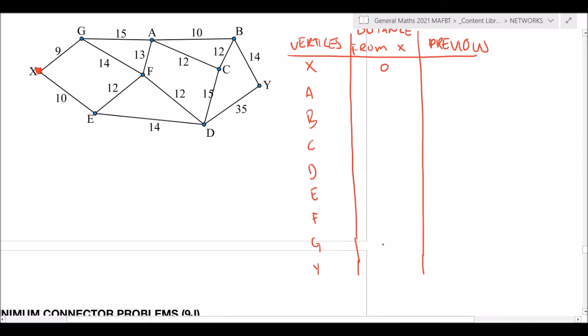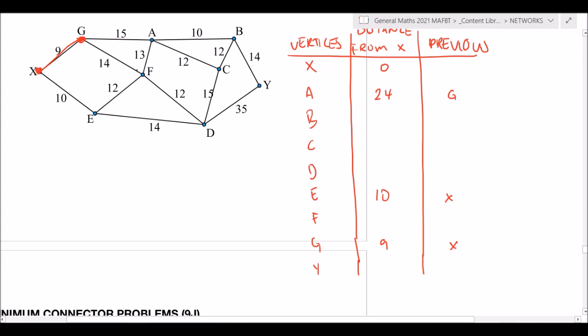So G, we get there with a weight of 9 starting from X, or we can get to E right here with a weight of 10. So 10 from X. And then from there, what I like to do is think about all the vertices that you can visit from either of these. So from G, you can either visit A or F. We're at G, there's a weight of 9. We can get to A with a weight of 15. So 9 plus 15 is 24 from G, the previous one.